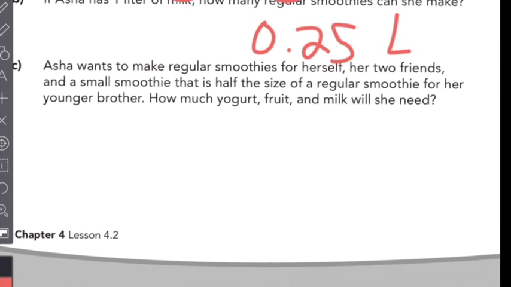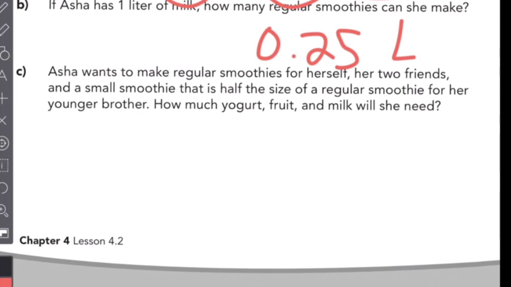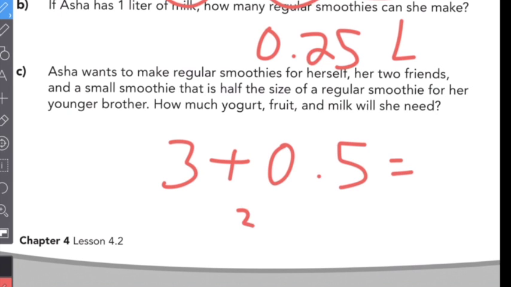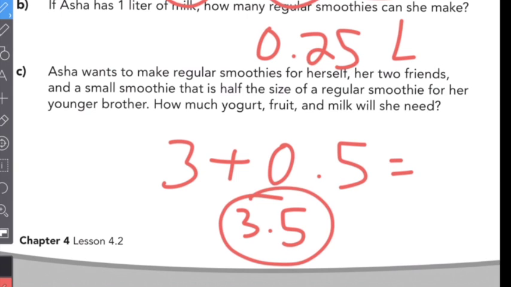C says this. Asha wants to make regular smoothies for herself and 2 friends. So that's 3 people right there. And a small smoothie, that is half the size of a regular smoothie. Well, think about a half. A half is 0.5. So you have 3 people, including herself, plus a half portion, because that's for her brother. So it's 3.5. So we need to figure out then how much milk, how much yogurt, and how much fruit.